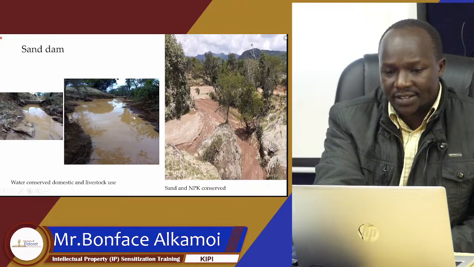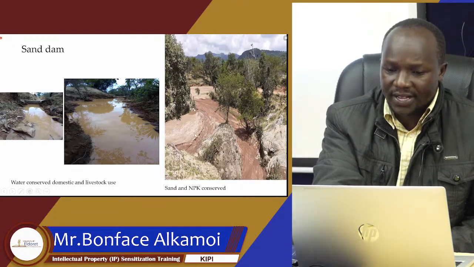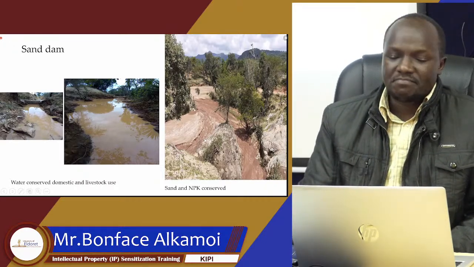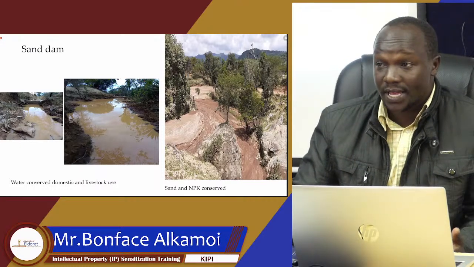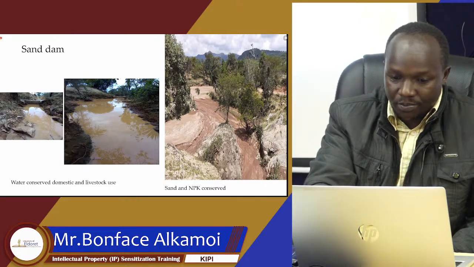And you can see from this picture, this is one of the sandams that were built, and it has stored tons and tons of soil, and at the same time stored a lot of water, which can now take the community to the next rainy season without a problem.